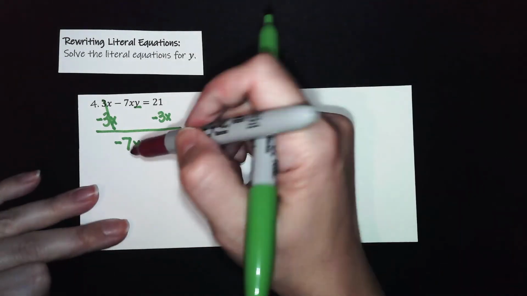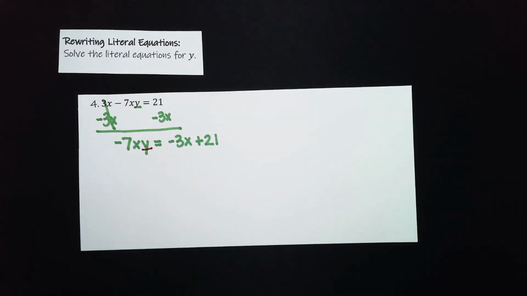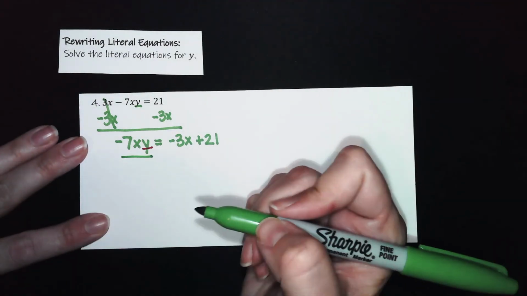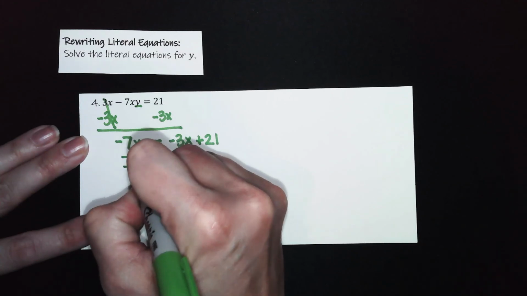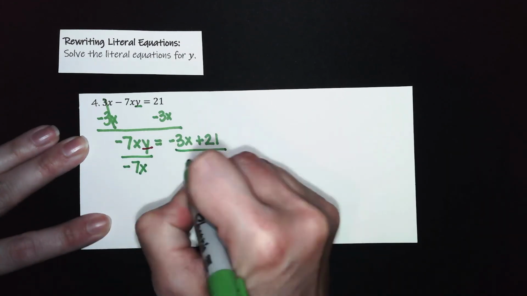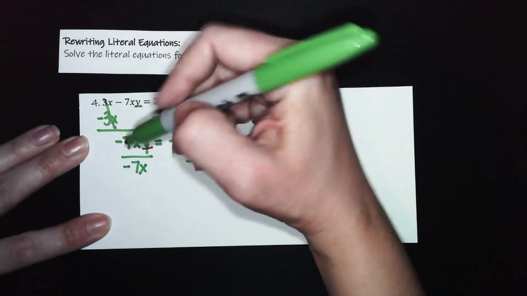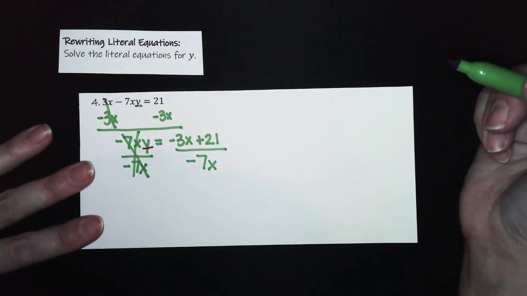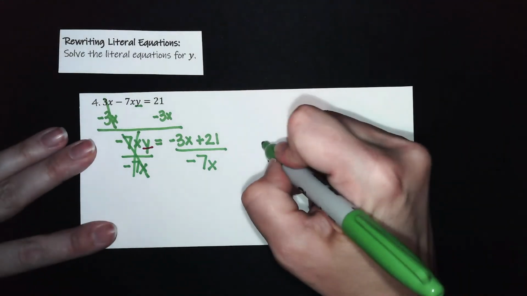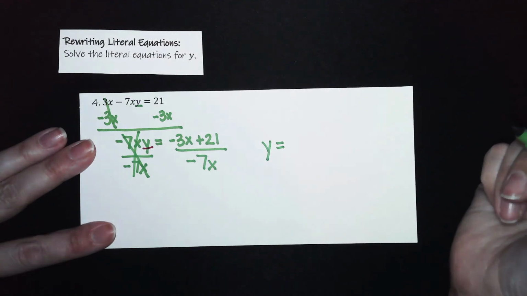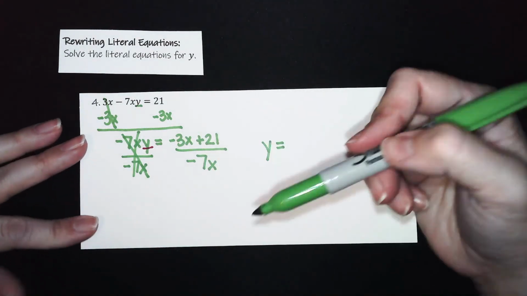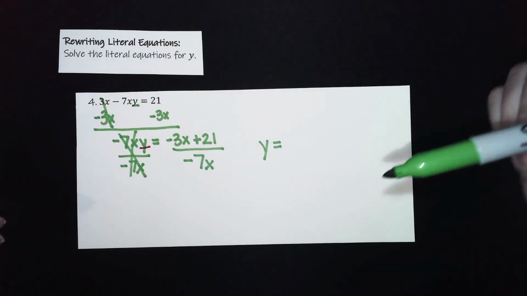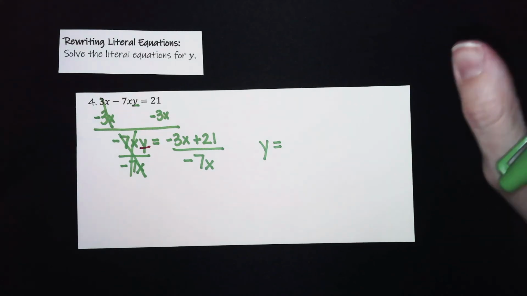Okay, I'm still trying to get this y by itself. So I'm going to divide now. Since all of this is multiplying the y, I'm going to divide by a -7x. So these cancel. The -7x divided by -7x is 1, so it all goes away. So I'm left with y. Now, to simplify this, yes, I can divide 21 by 7, but I can't divide the 3 by 7. So I'm not going to do that.